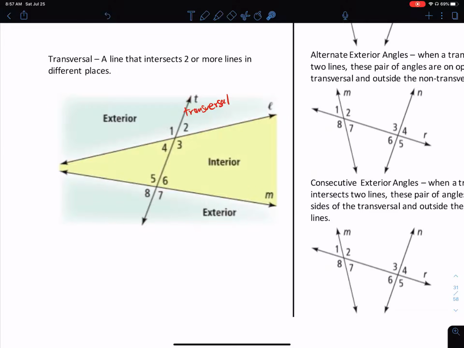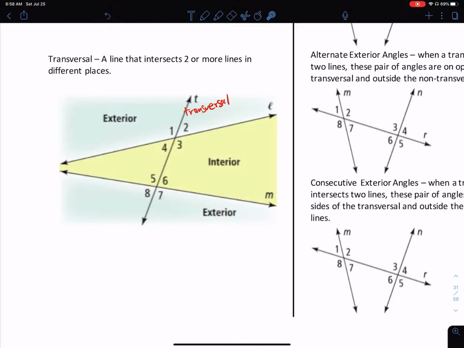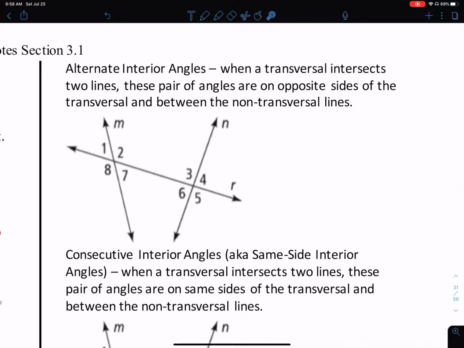It's intersecting L here at angles 1, 2, 3, and 4. It's intersecting M at angles 5, 6, 7, and 8. Now, using this as a transversal, in between the two lines that it's transversing, that's called the interior, and outside the two lines that it's intersecting, it's called the exterior. Those are going to be important as we continue. So here are some special pairs of angles.